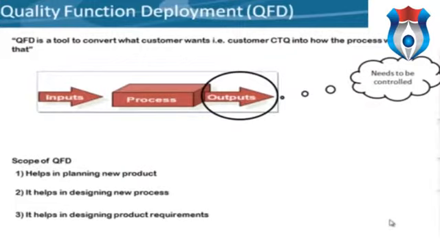Secondly, you can use quality function deployment if you want to design a new process. Let's say you work for a call center, a BPO, and your company has got a new client. So you need to design a process according to your client's specification and requirements. There you can use quality function deployment to design a process that serves your client's interest. And obviously it will help you in designing product requirements.